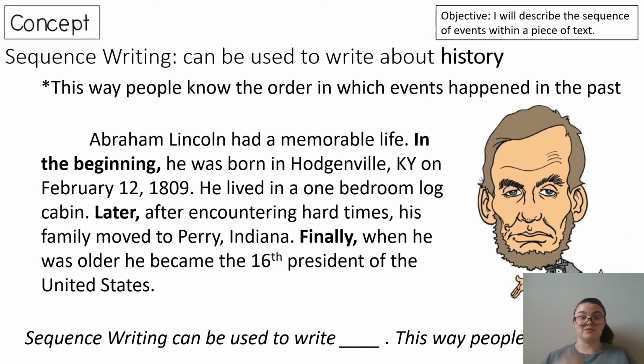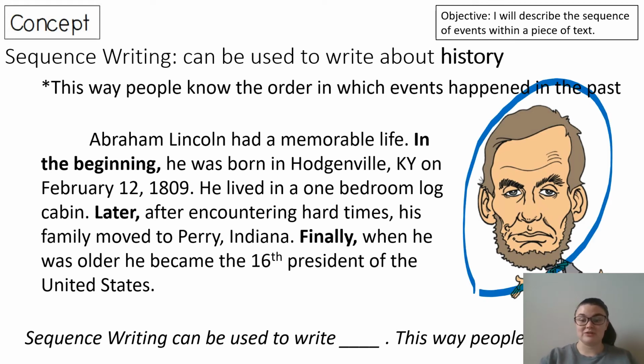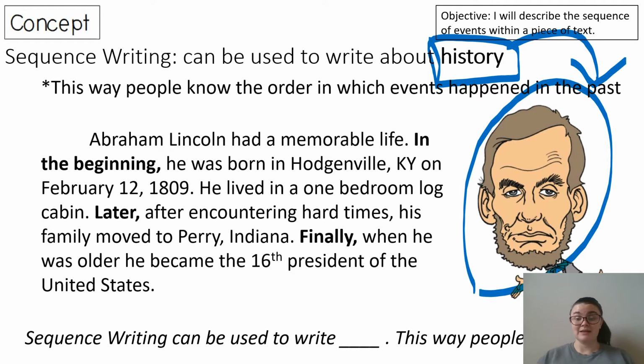All right, our next story is about Abraham Lincoln. This is a caricature or a silly picture of Abraham Lincoln. Sequence writing can be used to write about history. So history, these are events that have happened in the past, right? Abraham Lincoln is not alive anymore. He's a part of our history. He's a president from a long time ago. This way, people know the order in which events happened in the past.